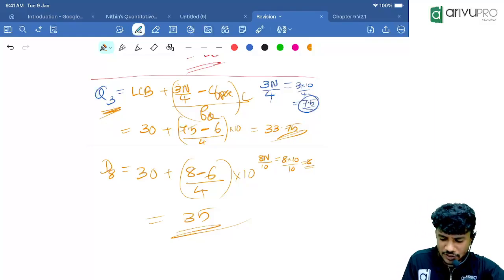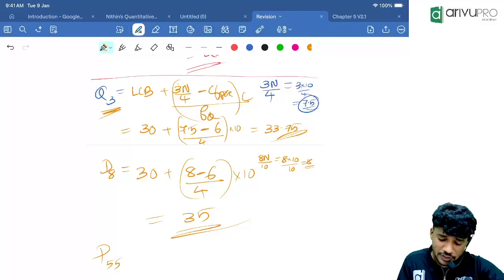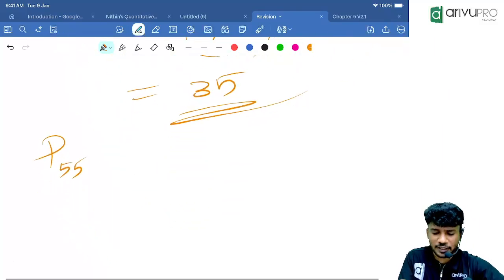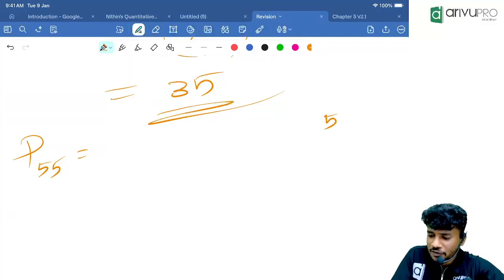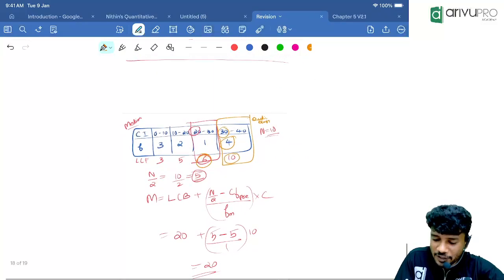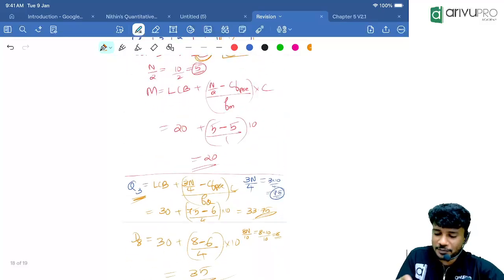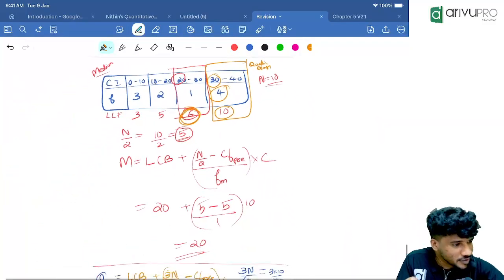Then percentile. What percentile do you want? 55. Okay, percentile 55 we are going to find. Everyone get me the value of percentile 55. First we need to find 55 into n divided by 100. How much is it? 5.5. Which cumulative frequency is greater than 5.5? That is 6. That means our percentile class is 20 to 30. Use the same formula.